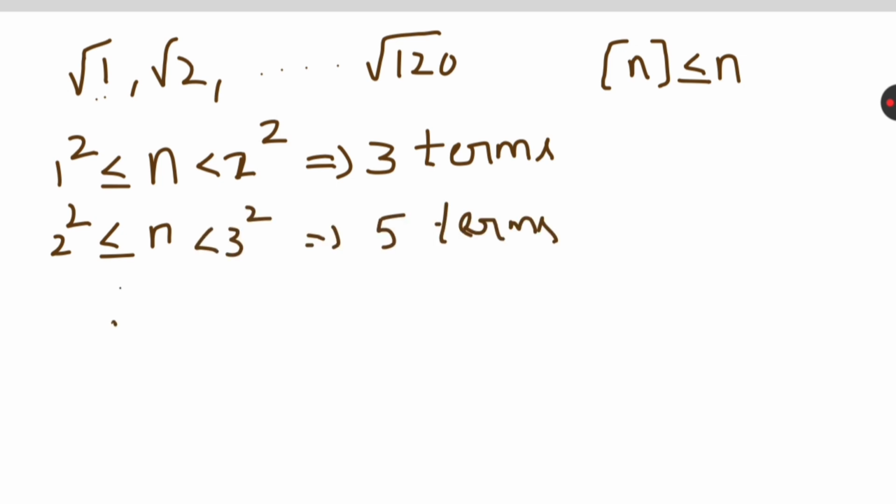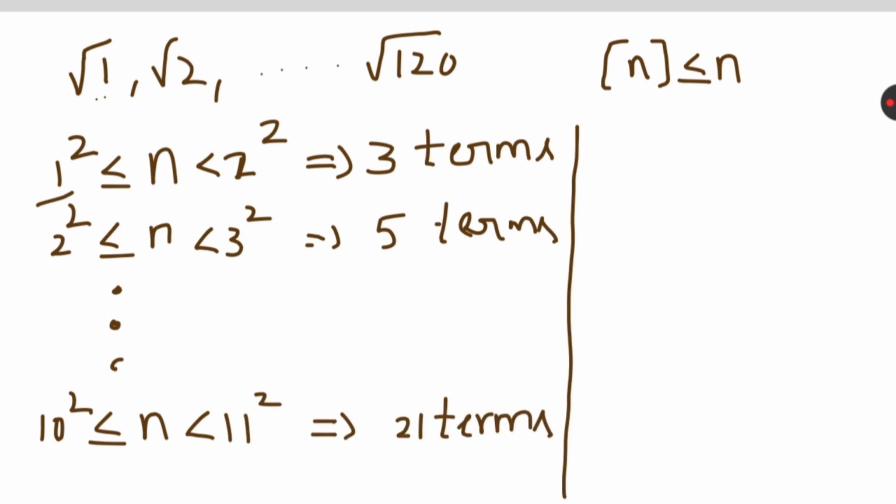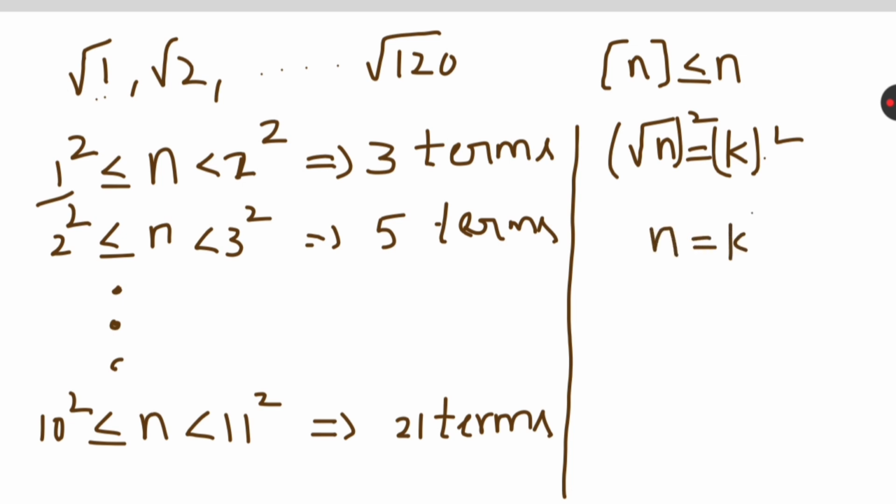And we need to write so on up to 10 power 2 less than or equal to n and less than 11 power 2. So here we are getting 21 terms. Now let's write the general term. We are considering root n as k. If you square on both sides, then n equals k power 2.